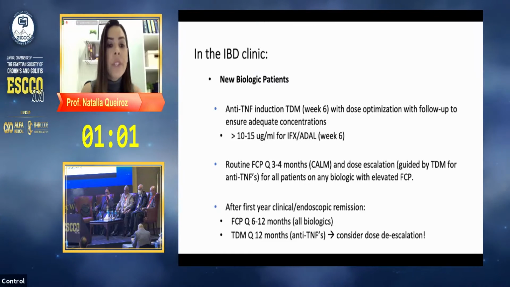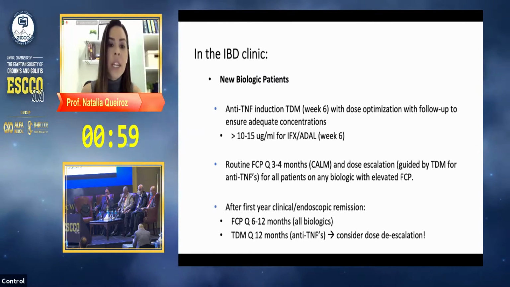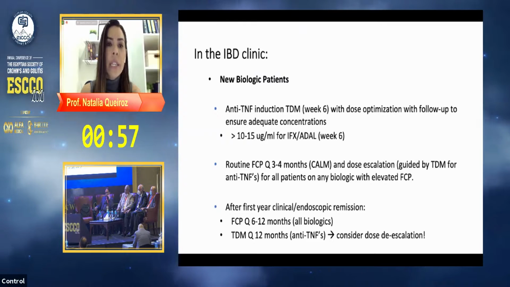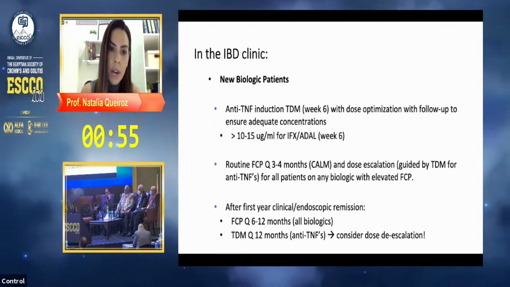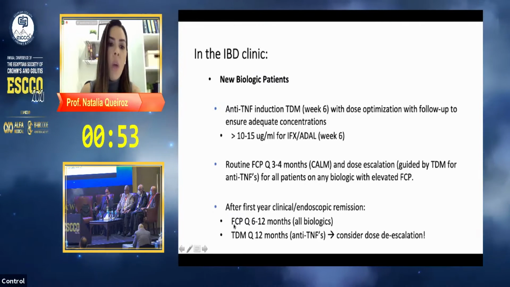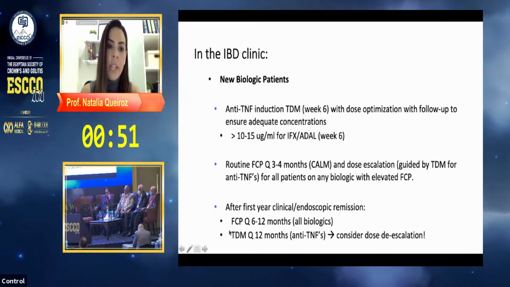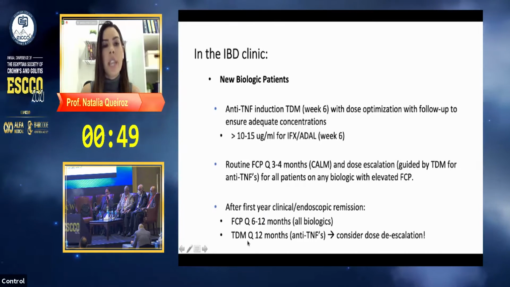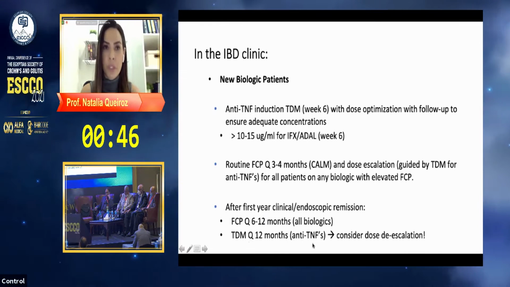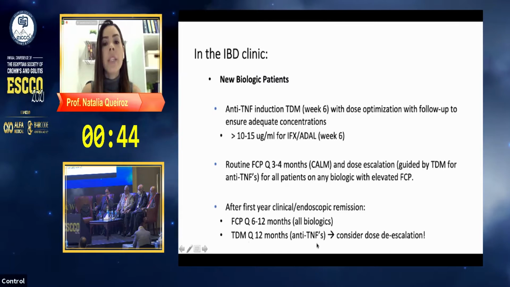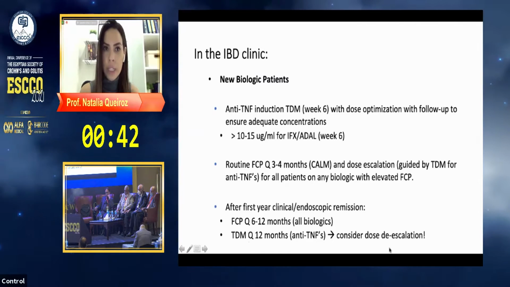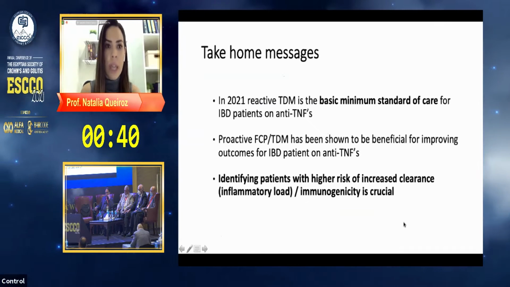And after the first year, we should aim for clinical and endoscopic remission. And after those targets are achieved, we should follow all patients with fecal calprotectin every 6 to 12 months and TDM every 12 months, especially for anti-TNFs, and consider dose escalation in the presence of supratherapeutic levels.